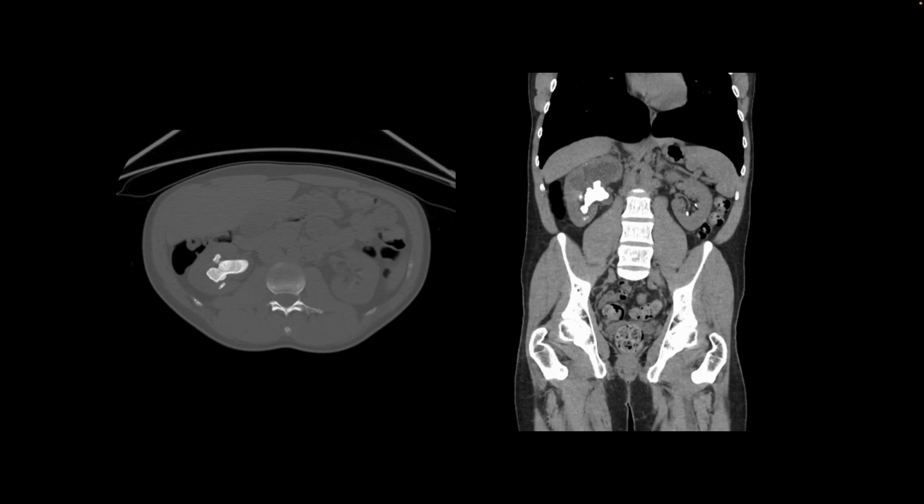This is the staghorn calculus that we see in the bone windows, and these calculi take the shape of the collecting system, major and minor calyces, also seen here in the soft tissue window. The other interesting finding is the hypodensity that extends from it into the renal parenchyma. That finding is characteristic of XGP or xanthogranulomatous pyelonephritis. These patients typically present with signs of infection such as fever and chills and flank pain and tenderness.